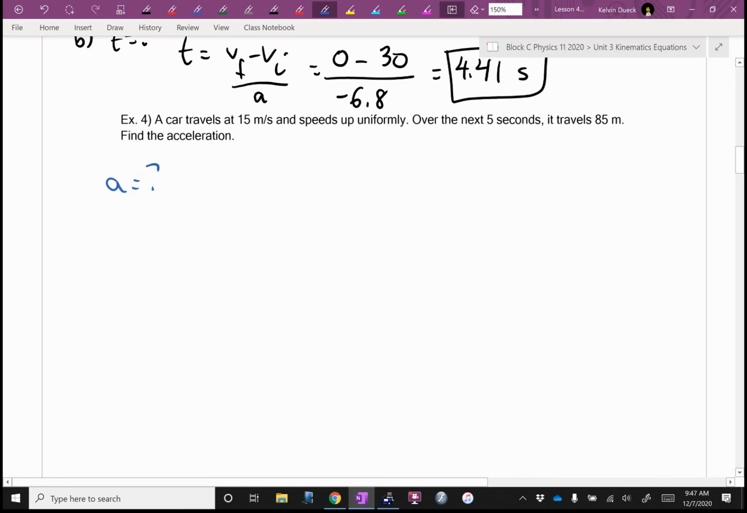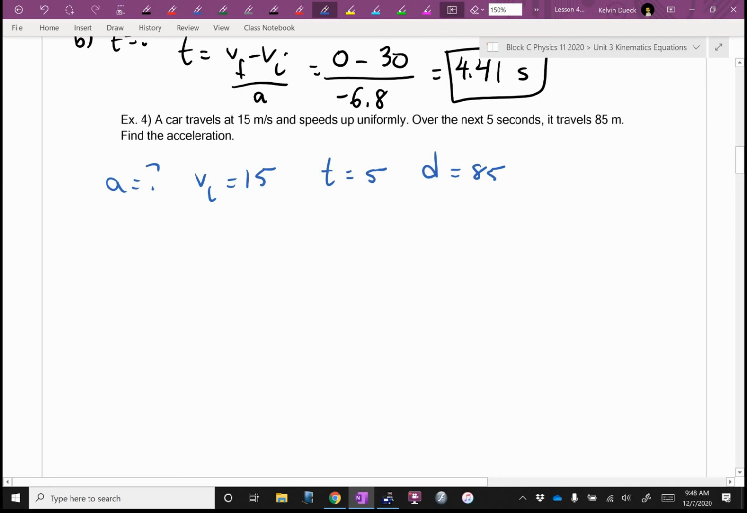What's that 15? It's got to be a velocity. VI. Oh, my units all match. I did a quick check, I'm good with that. We're not doing any yucky conversions. And speeds up uniformly. What does that mean? It means acceleration is constant, so we don't need calculus. What's that 5? How do you know? What's that 85? Technically a displacement, but yeah.